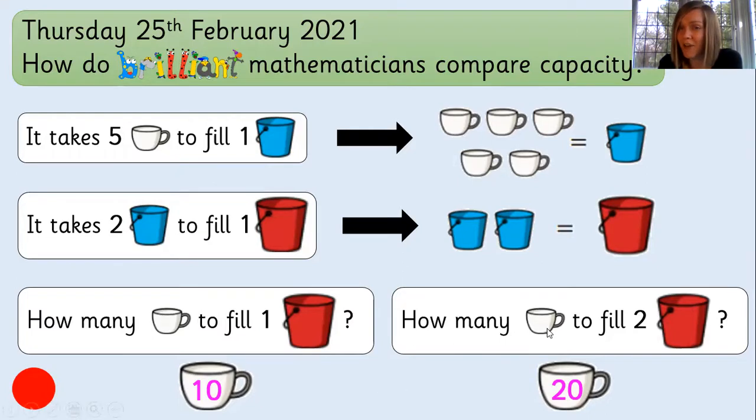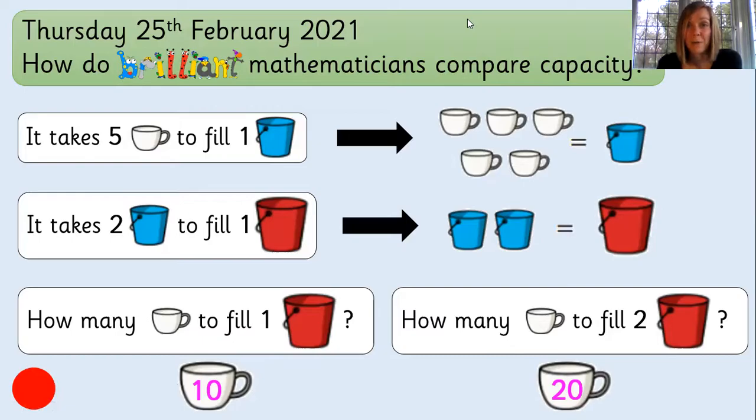And then did you have a go to see if you could work out what 2 buckets would need? So this time, if I've got 2 red buckets, I know that 10 is needed to fill 1 bucket. So 10, add another 10 would have meant 20 cups were needed to fill the 2 red buckets. So well done if you did some exploring and you figured out that 10 cups would fill 1 red bucket and 20 cups would have filled the 2 red buckets.